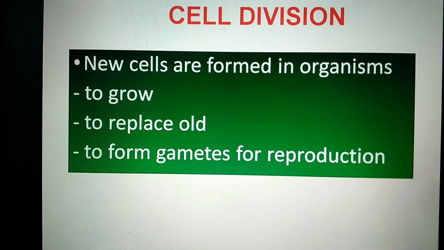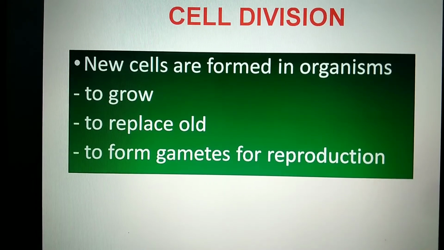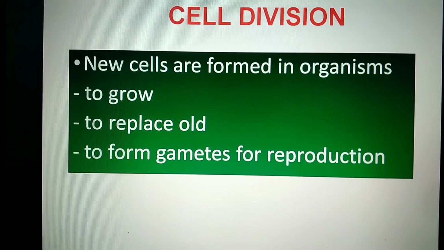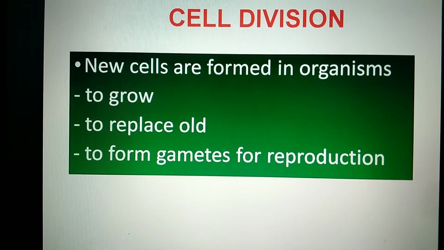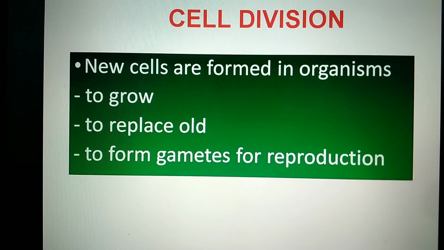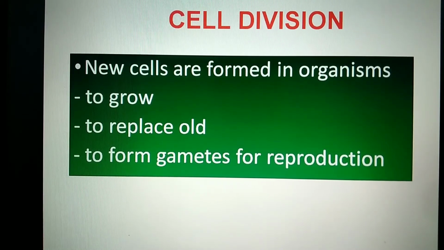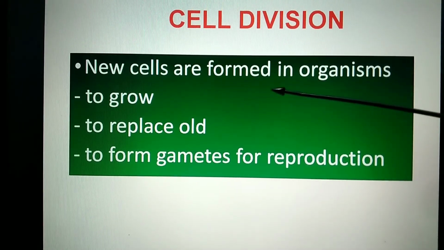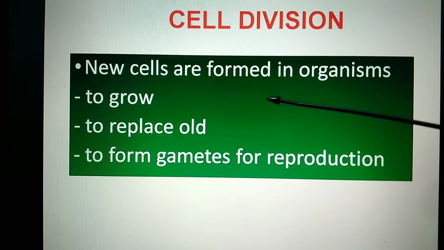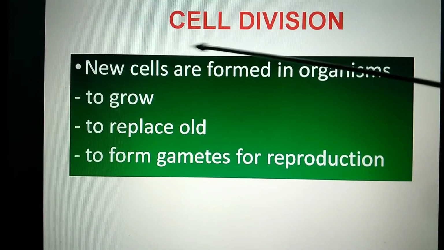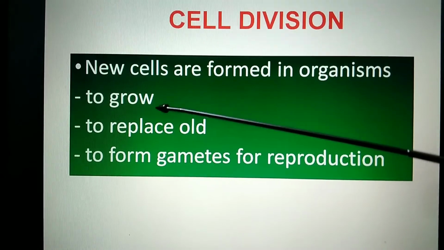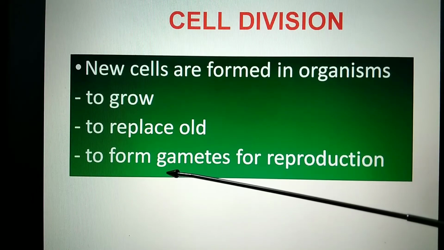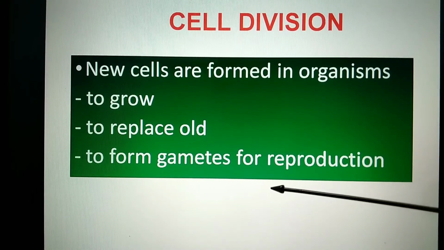Now, after vacuoles, let us come to the topic of cell division. As we are aware from the postulates of cell theory, new cells arise from pre-existing cells. That means whenever new cells are formed in an organism, the cells should grow, they should replace the older ones, and they should form gametes for the process of reproduction.